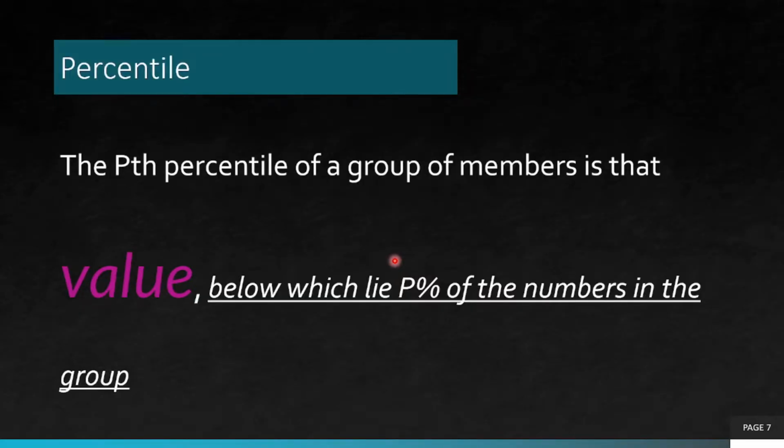Before we jump on to the box plot, we revisit the percentile concept. The pth percentile of a group of members is that value below which lie p% of the numbers in the group. So if it is the 50th percentile, then it is the value below which lie 50% of the values. If it is the 25th percentile, it is that value, say a number, say it is 70, below which lie 25% of the numbers in the group.